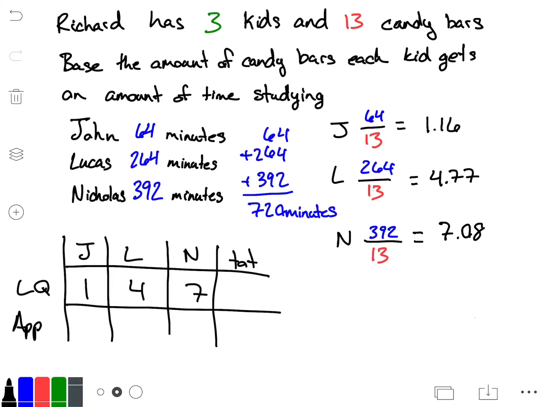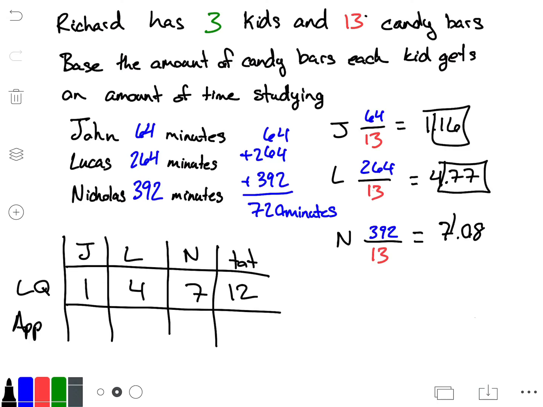From here, we want to add up the total amount of candy bars that we've given out. So 7 plus 4 is 11, plus 1 gives us 12. If you'll note from the beginning, we were trying to give out 13 candy bars. So who gets the extra candy bar? That's going to be based off of the decimals.